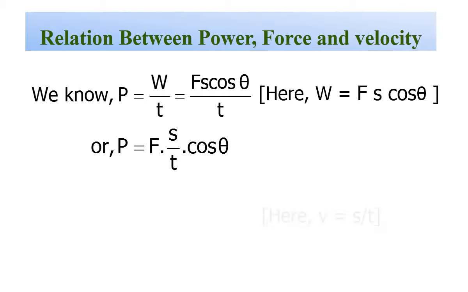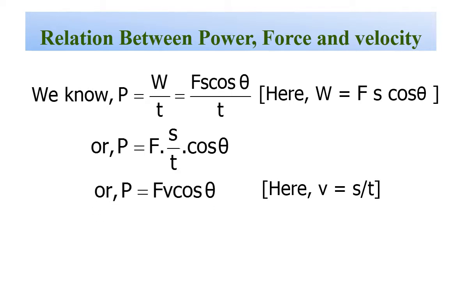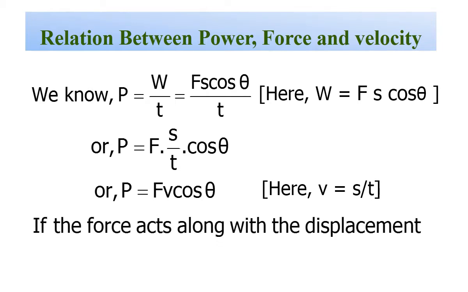into cos theta. As you know, the rate of change of position with time is called velocity. That means V equals S by T. If we put V equals S by T in that formula, then we can write P equals Fv cos theta. And if the force acts along the displacement, then the angle between force and displacement will be 0, and we know cos 0 equals 1. So if we put cos 0 as 1 in the equation, then the formula of power will be P equals Fv. That is the relation between power, force and velocity.